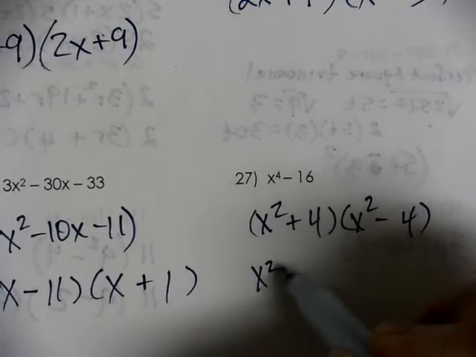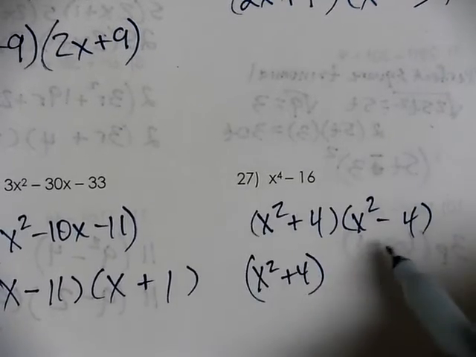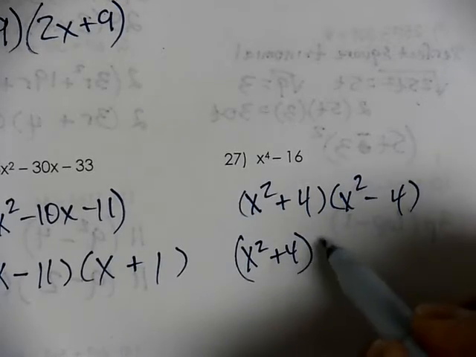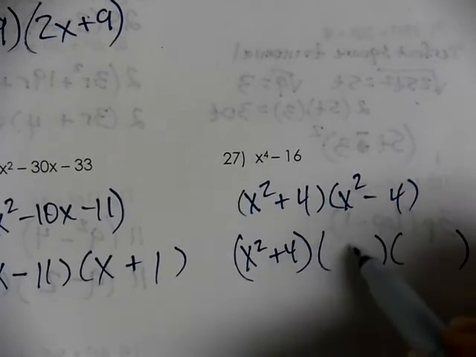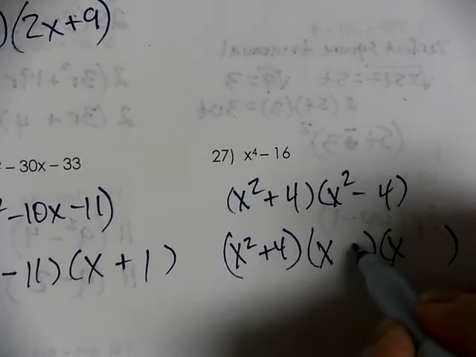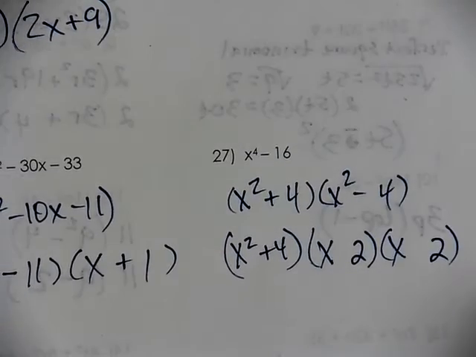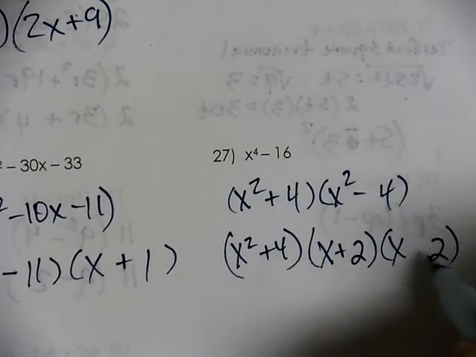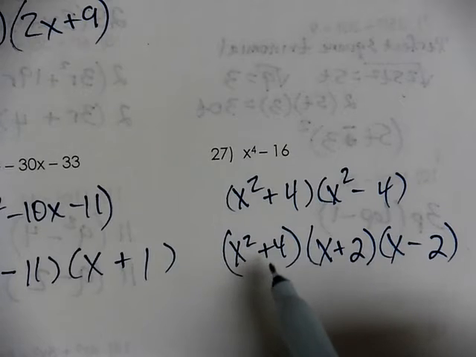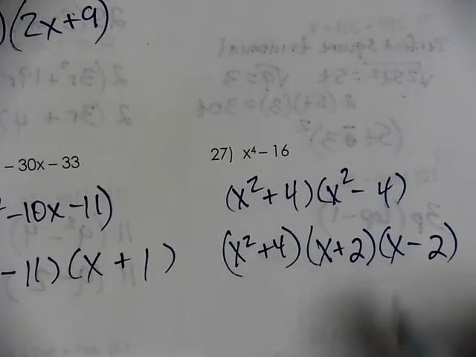Now, what's tricky about this one is that this needs to be factored further. This is the difference of two squares again. So you're looking for your two terms that multiply to be x squared and your two terms that multiply to be 4, and your signs have to be opposites. You cannot factor x squared plus 4. That is not x plus 2, x plus 2. This is the only thing you can do.